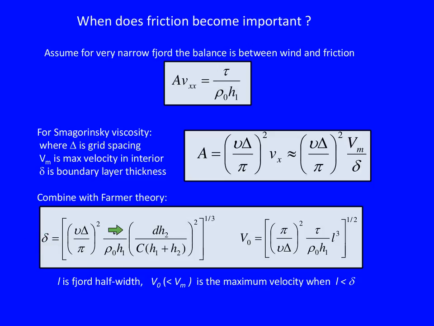It's fairly complicated, depends on the wind to the 1/3 power, it depends on the stratification, depends on the length of the fjord. And then I can say, well, if the half width of the fjord is narrower than this boundary layer delta, then the velocity isn't going to be able to reach this maximum velocity. It's going to be something less. So I can then invert this, essentially put L in place of delta and solve for the velocity, and I get this expression over here. So the maximum velocity is going to be less than this inviscid theory if the half width of the fjord is less than delta. And again, this is a fairly complicated expression.